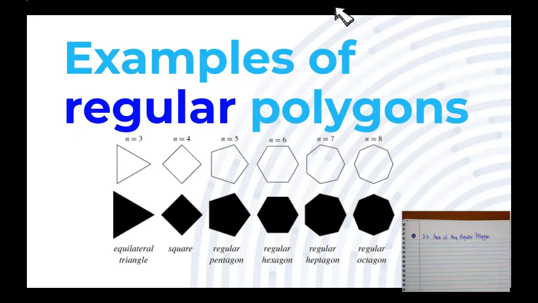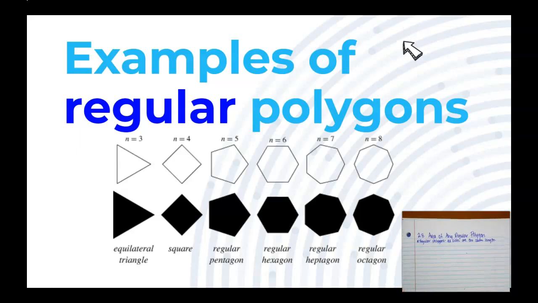Some examples of regular polygons. So maybe we need to write down what this word regular means. Regular polygons: all sides are the same length. So that's what makes them so special.